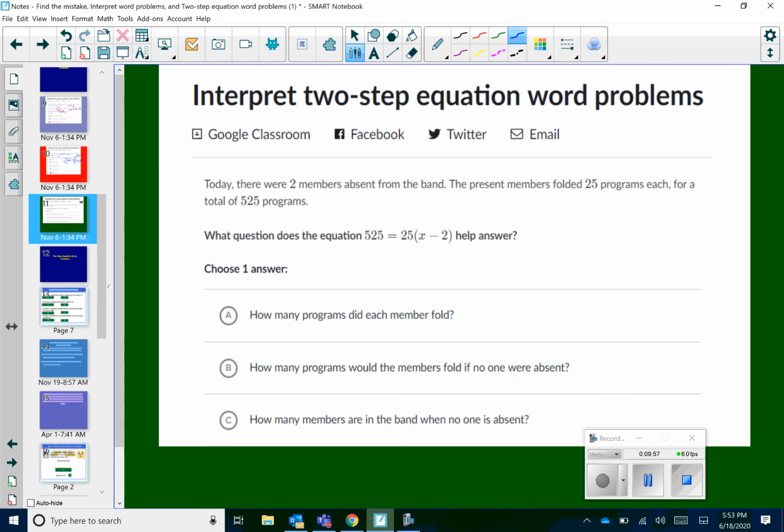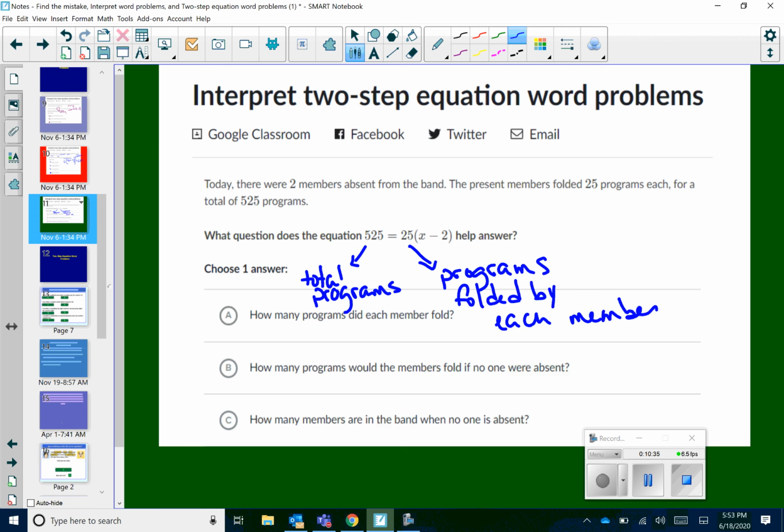Okay, moving along. Today, there were 2 members absent from the band. The present members folded 25 programs each for a total of 525 programs. What question does the equation 525 equals 25 times x minus 2 help answer? Well, total programs. The 25 is programs folded by each member. And notice here, with x, we're subtracting 2.